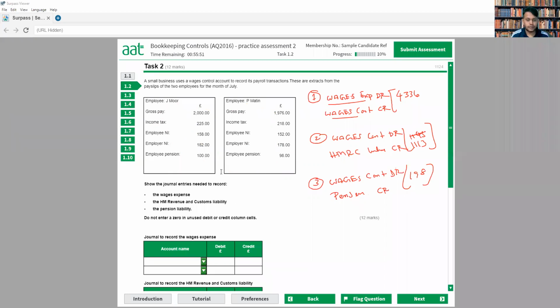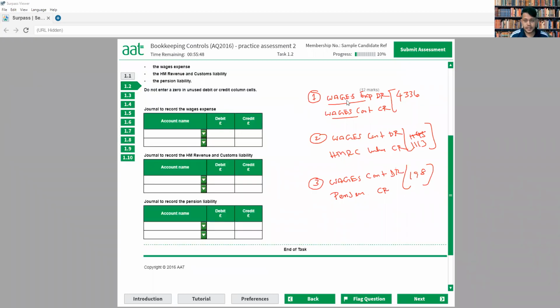So we'll come here. The first one, wages expense, number 1. The journal was wages expense debit. So look for the wages expense debit and wages control credit. And the amount is 4336. And the credit 4336.